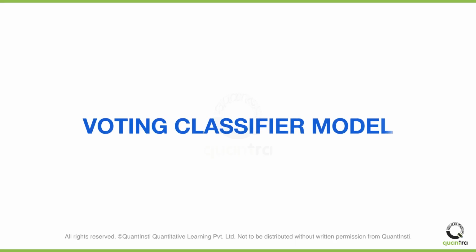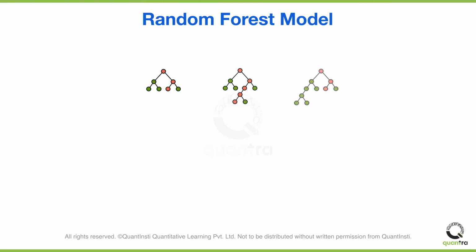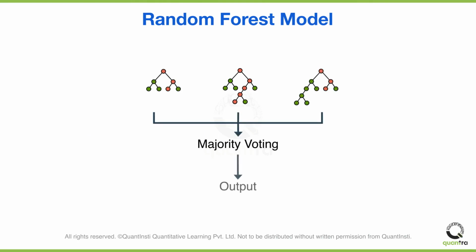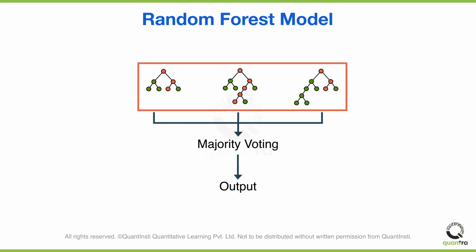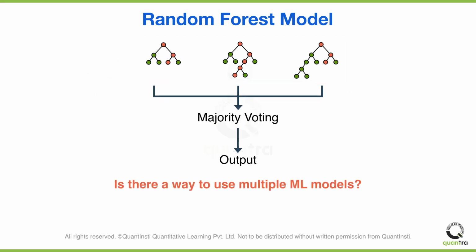Welcome to this video on the voting classifier model. You know that the random forest classifier model is an ensemble model which uses multiple ML models. But we are only using one type of ML model here, which is the decision tree. Can we use different types of ML models together? Yes. You can use the voting classifier model to ensemble different types of ML models.